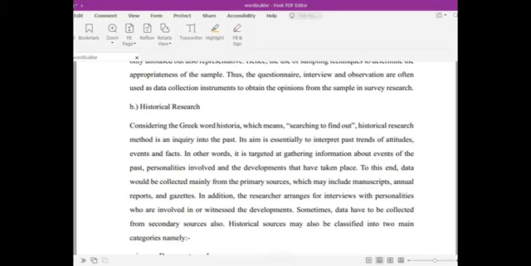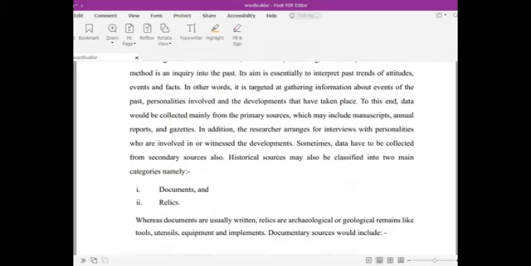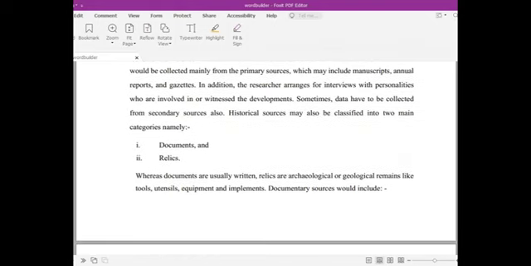Historical sources may also be classified into two main categories, namely documents and relics. Whereas documents are usually written, relics are archaeological or geological remains like tools, utensils, equipment, and implements. Documents are those ones that are written. You read them and you get the information. But relics are those equipments that you need to go and dig out. Tools, utensils, you need to go and dig them out where they are.